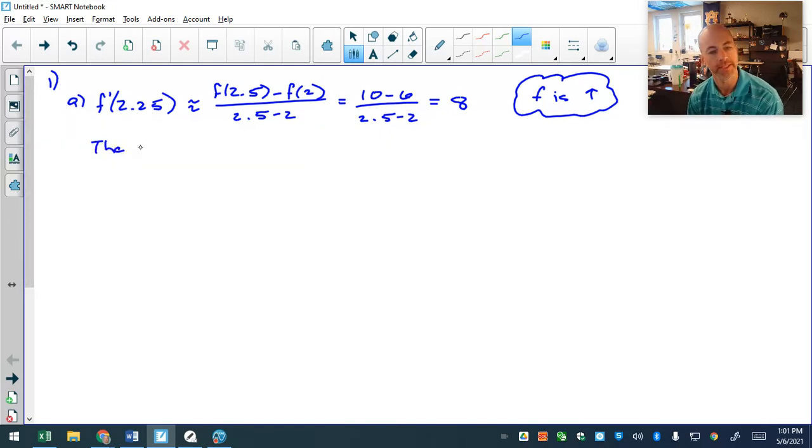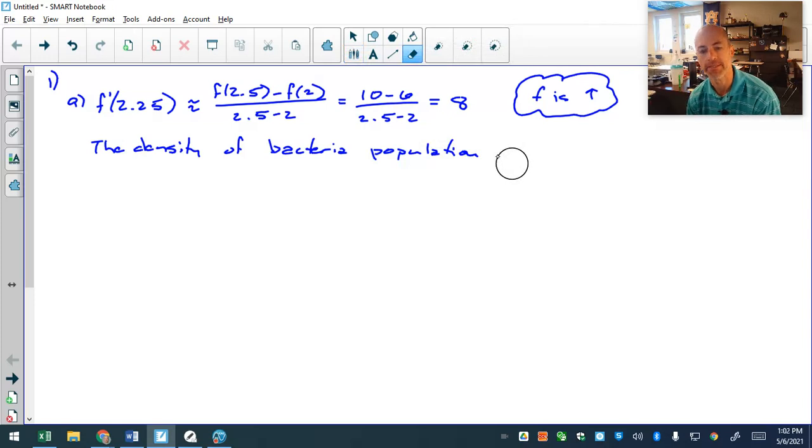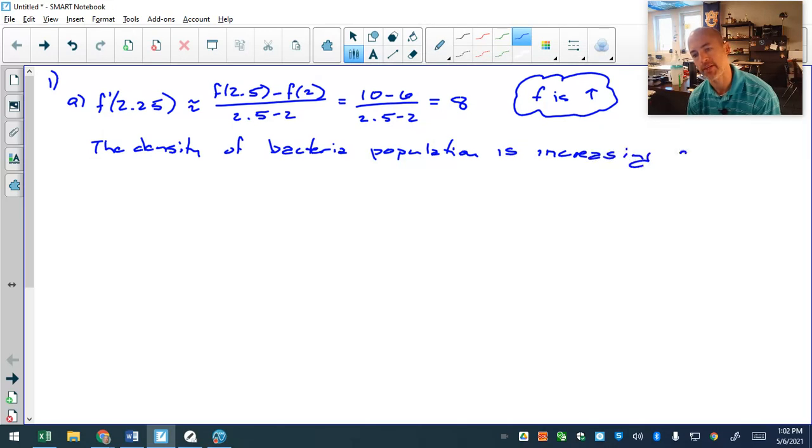So I would say the density of the bacteria population at time is, so that's a big sentence saying F. So F is increasing at approximately 8, and the units, and this is an interesting unit, but if you look at the units on top, we subtracted 10 and 6, which are milligrams per square centimeter. So that's milligrams per square centimeter.